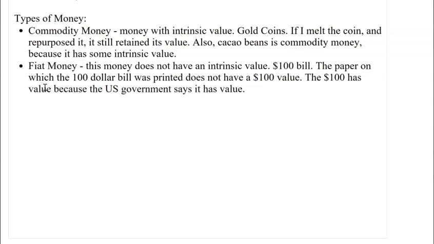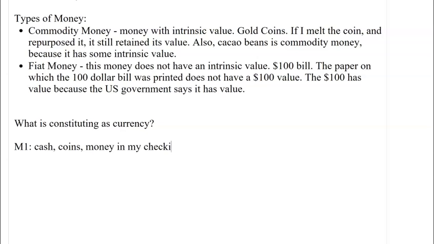So what constitutes currency? We have two measures of currency. One is what we call M1. M1 is anything that is cash or as close to cash as possible. So cash, coins, money in my checking account are all part of M1. Traveler's checks are also considered M1, but very few people use traveler's checks nowadays, so I don't want to use that as an example.